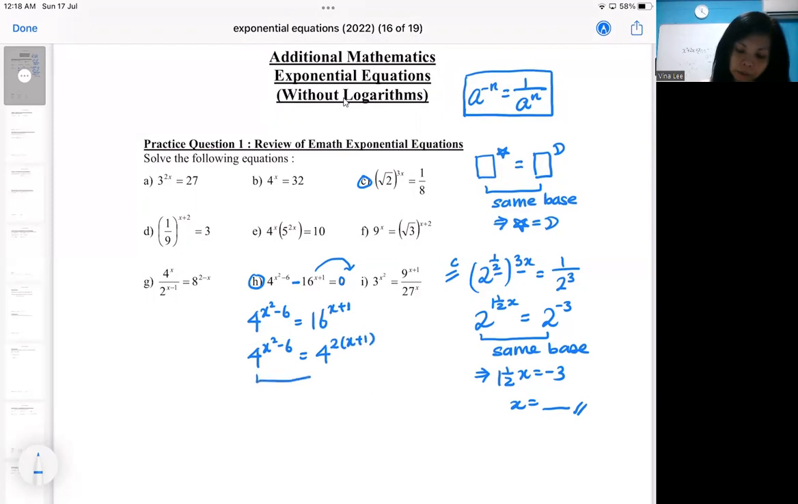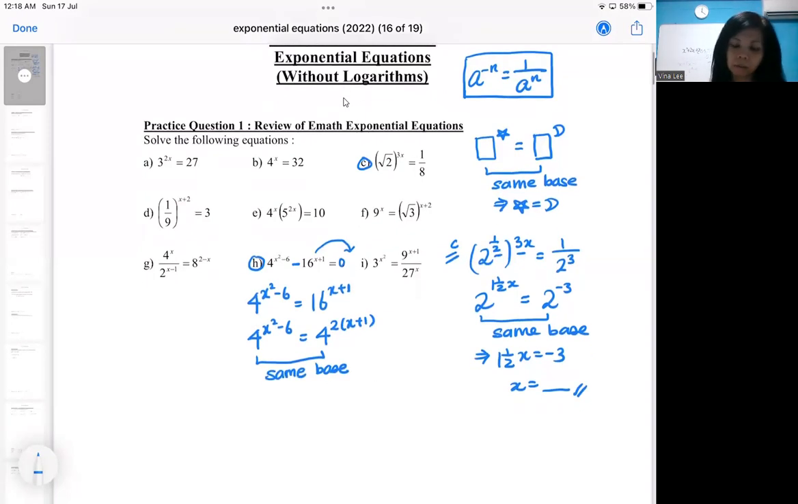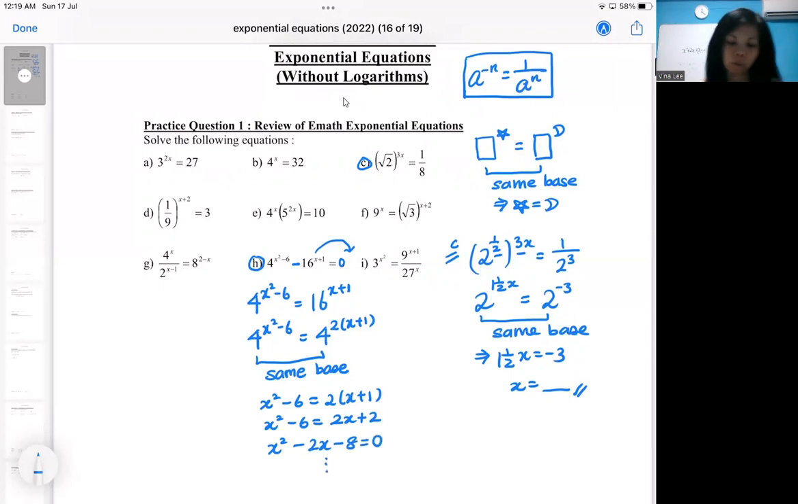So again, from here, I got the same base, so that allows me to compare the power. But this time around, if I compare the power, I end up with a quadratic equation. That's quite possible, so you have to do the usual way of quadratic. How do you solve a quadratic equation? So that is the basic idea of EMAF exponential equation.